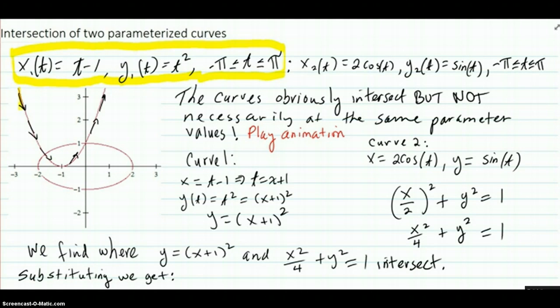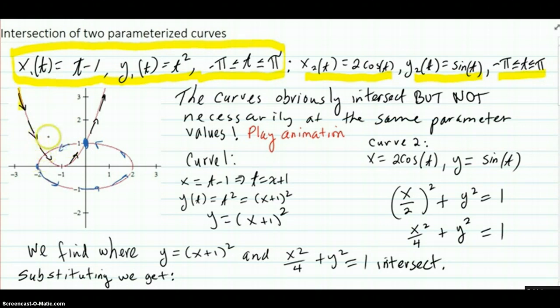Then our second curve is x is 2 cosine t, y is sine t, so you're going to get an ellipse, and it's on the same parameter from negative pi to pi, and that will trace out this way around here. And so maybe there's a collision here, and maybe there isn't. We're going to find out.